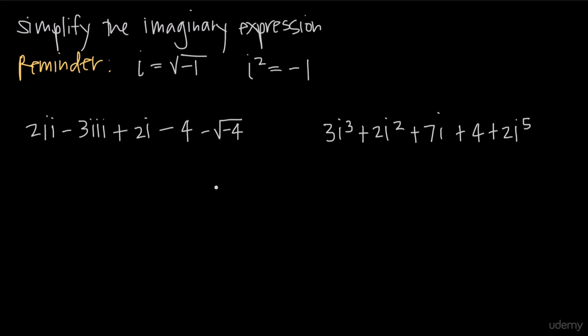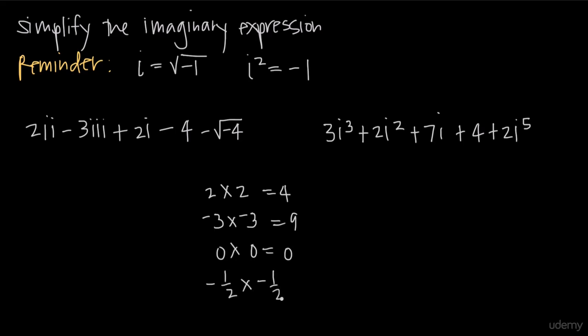Well, if we try to multiply two numbers together with the same sign, we're never going to get a negative number. For example, if we multiply 2 by 2, we're going to get positive 4. We had a positive times a positive, we got a positive number. If we do negative 3 times negative 3, we're going to get positive 9. If we do 0 times 0, we're going to get 0. If we do negative 1/2 times negative 1/2, we're going to get positive 1/4.